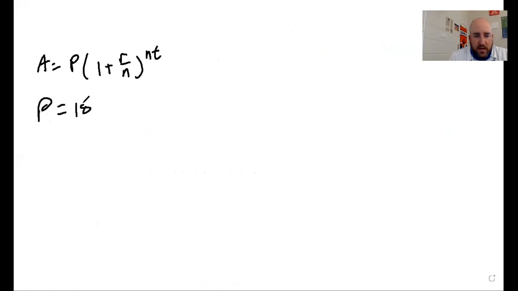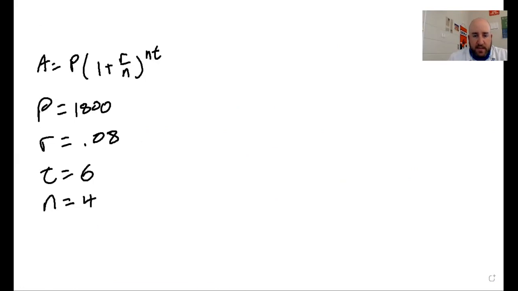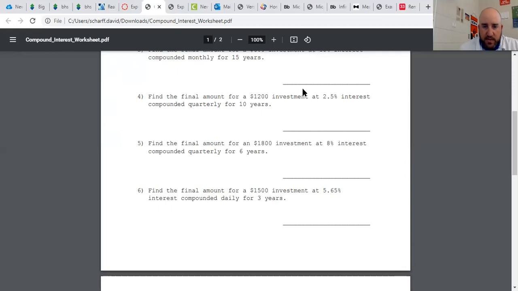All right. So A equals P times 1 plus R over N, to the NT power. P was 1,800. R was 8%, so 0.08. T was 6 years, and N was compounding quarterly, so N is 4 again. Let me make sure I didn't flip that 8 to 6. I'm tired, and my memory's not what it needs to be right now. Yes, I did that right.